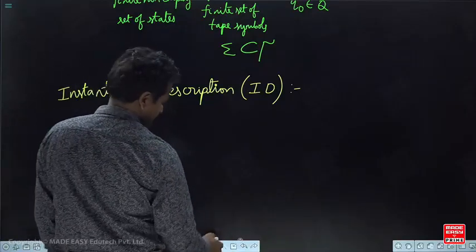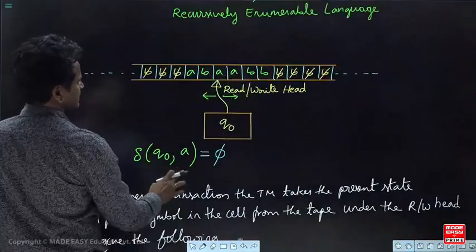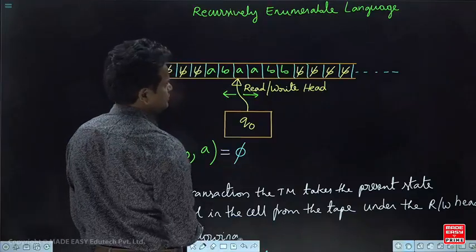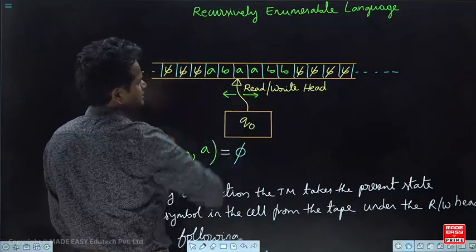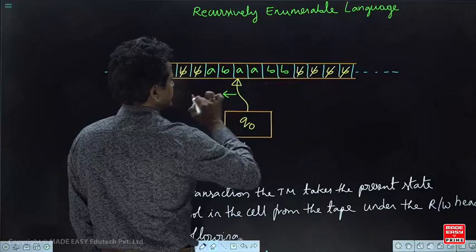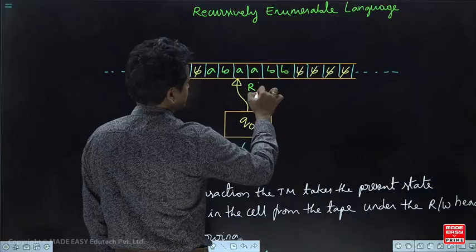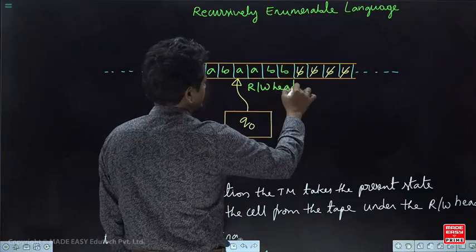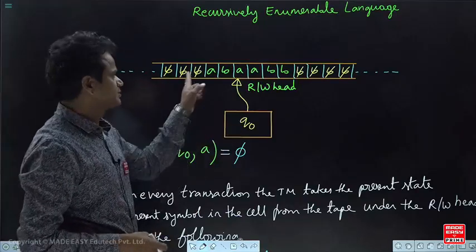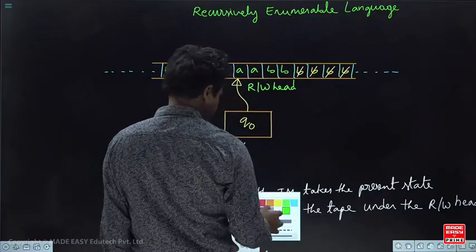Instantaneous description. What is an ID? Simple, guys. I'll go for the previous one only. Why should I waste time again? So guys, how to represent the present situation using the ID. Here this is the read or write head. What is the present state of the machine? Q0. What is the present input symbol? A. So we write this present situation like this.